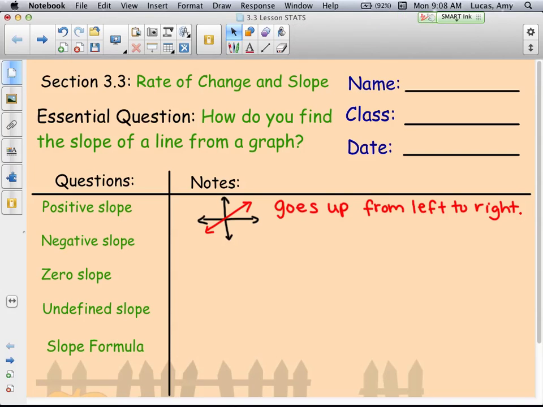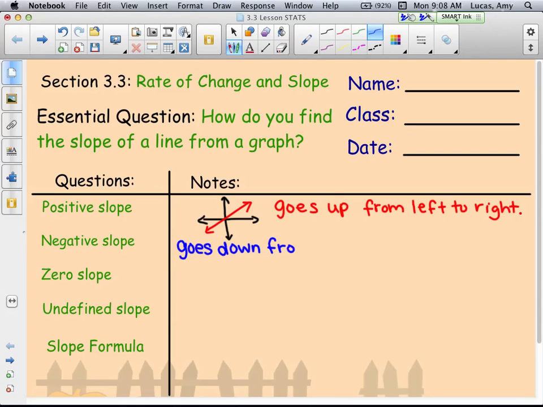Our next slope is a negative slope. A negative slope is a slope that goes down from left to right. So that would look like this. Draw my x and y axis, and the slope is going down.